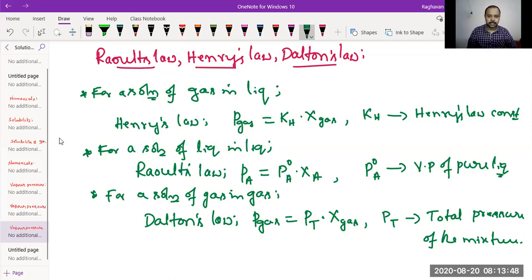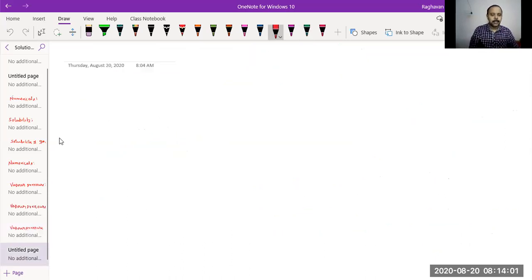Okay, so this is about Raoult's law, Henry's law, and Dalton's law correlation. So I think things are clear. Let's proceed. We have something called... let me give this concept and then I'll give you the heading.